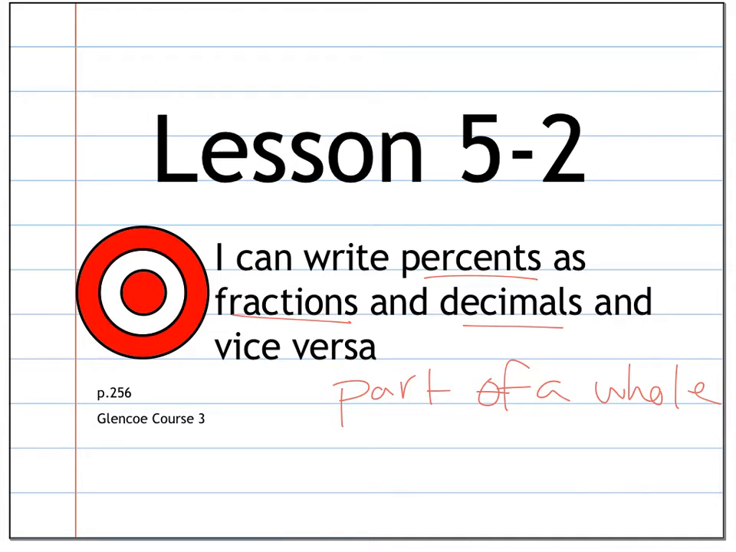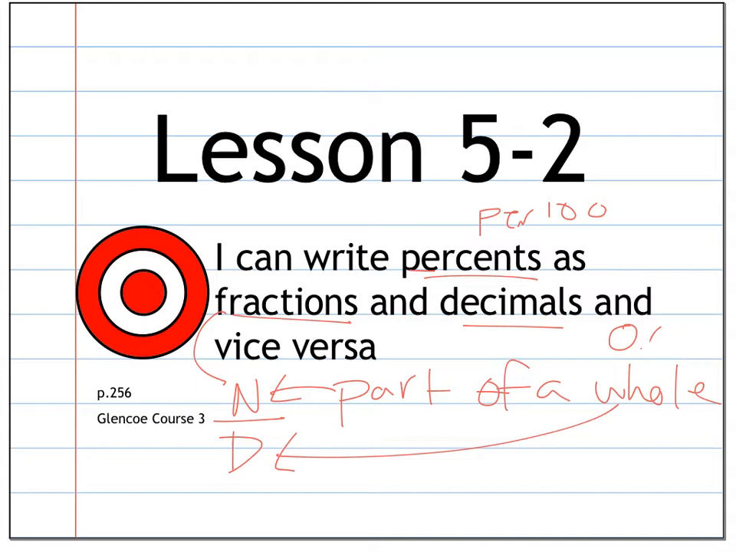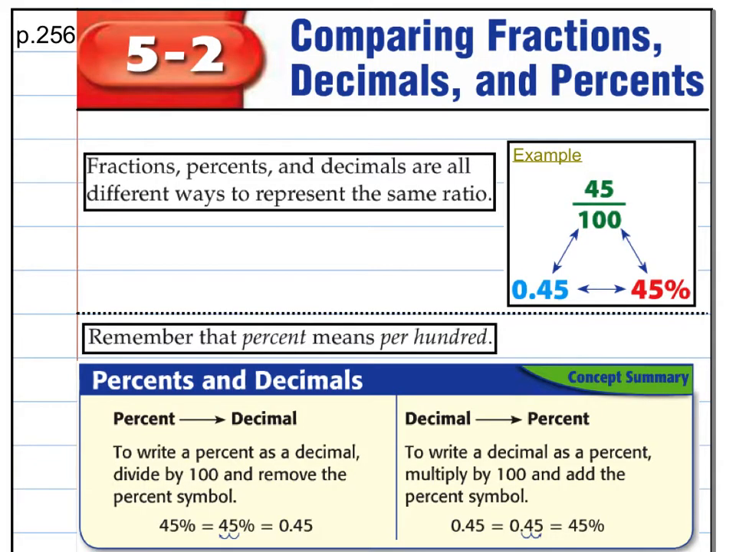So make sure that you have a good idea of what percents are. Percent is per 100. A fraction is a number with a numerator over a denominator. This would be the part. The denominator represents the whole. And decimals are the same thing with place values of tenths, hundredths, and so on. So again, fractions, percents, and decimals are all different ways to represent the same ratio.